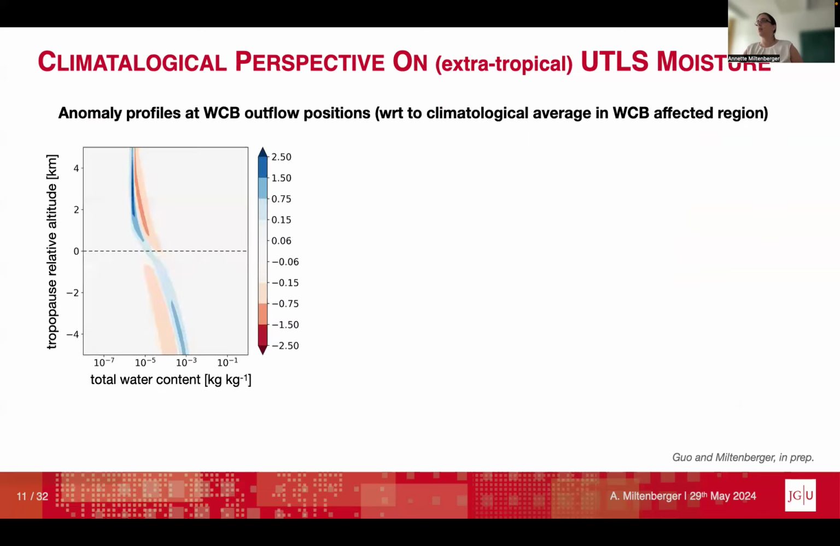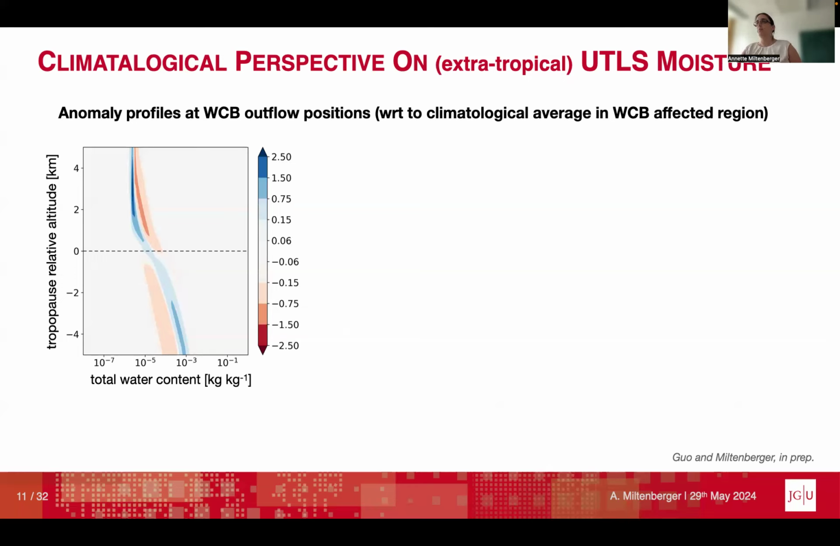So no surprise here. If you look now at the profiles and the anomaly in the total water content at the positions where we have warm conveyor belt outflow, this picture emerges. So again, we look at tropopause relative coordinates, and in the tropospheric part, so where the altitude is negative, we see this red-blue pattern, which means that warm conveyor belts actually have enhanced total water content compared to the background. The background here is actually defined as those regions where we on average see warm conveyor belt outflow. So we don't take, for example, Siberia into account in the computation of the background.